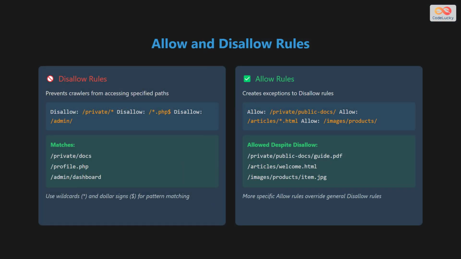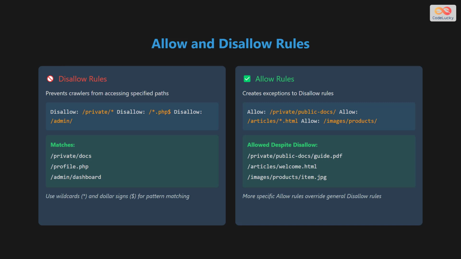Let us understand the allow and disallow rules in detail. Disallow rules prevent crawlers from accessing specified paths. For example, disallow, followed by a directory name with an asterisk, prevents access to all the files and subfolders within that directory. Using the $ sign at the end of a file name prevents access to files with that particular extension. Finally, a simple disallow rule like disallow /admin prevents access to the admin directory. Some of the URLs that match these rules are given below.